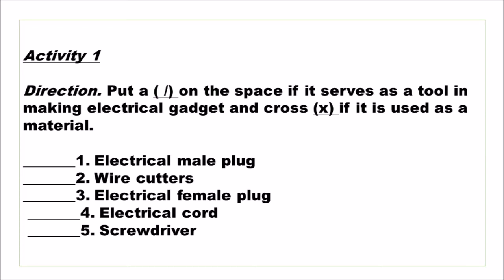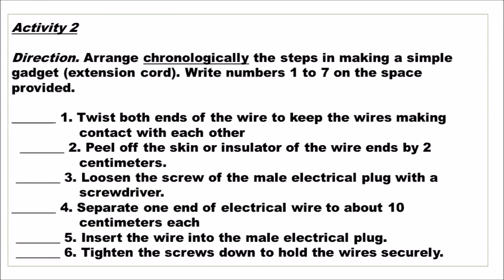So sa number 1, ano ba yung number 1 natin? Electrical male plug. Number 2, wire cutters. Number 3, electrical female plug. And number 4, electrical cord. And number 5, screwdriver. For activity 2 naman, i-arrange lang po ninyo ito ayon sa pagkakasunod-sunod o procedure kung paano gumawa ng extension cord. Sulatan ng bilang 1 to 7 sa naibigay na linya.